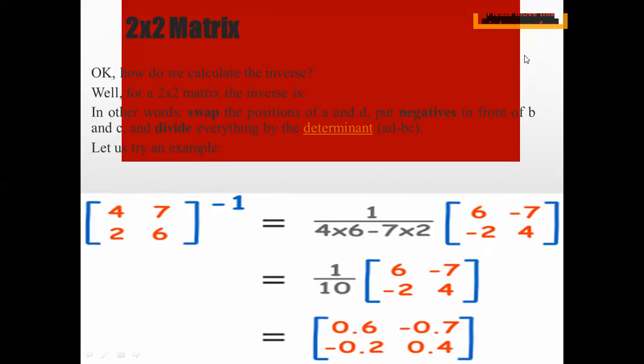So we have got the answer as 0.6, minus 0.7, then minus 0.2 and 0.4. So this is the inverse of the matrix 4, 7, 2, 6. So let's just see this once again. Next, I will tell you what's the next step.